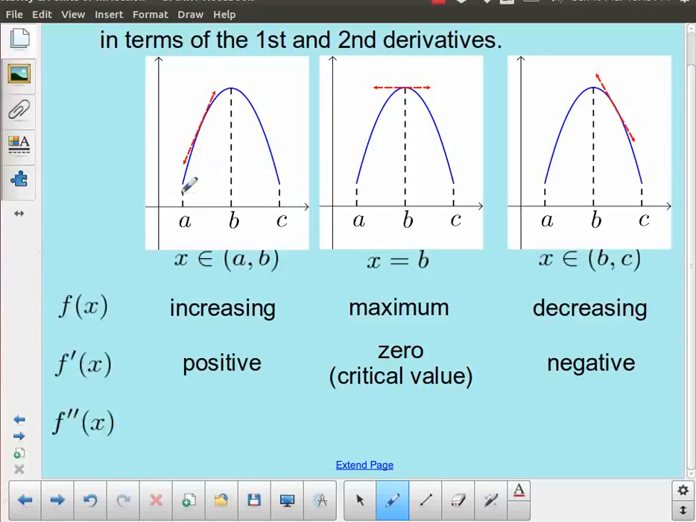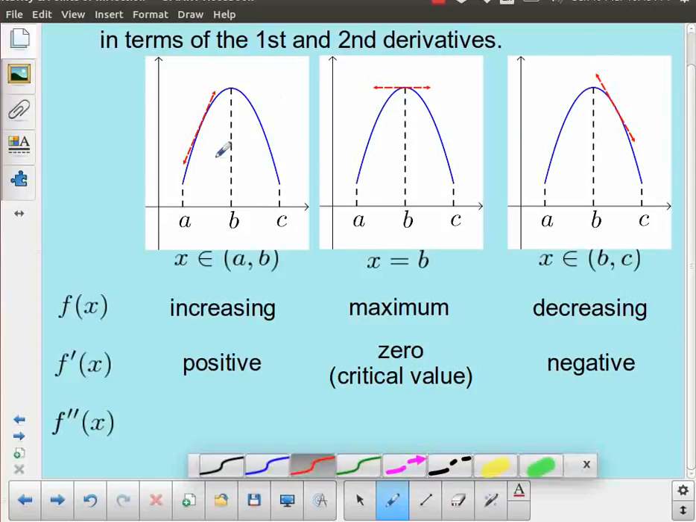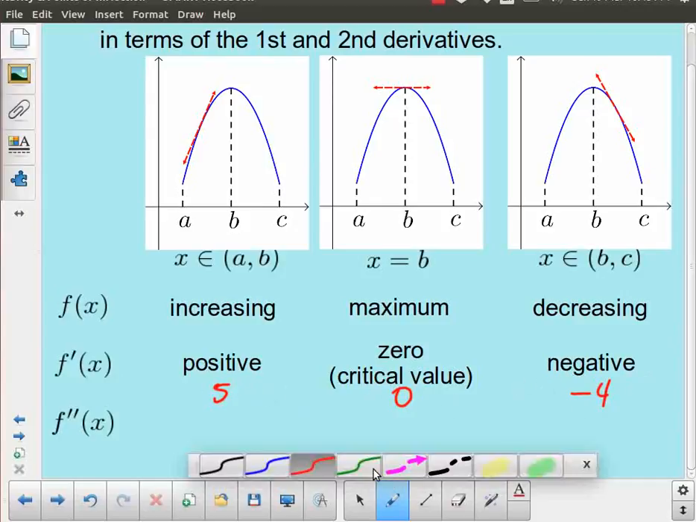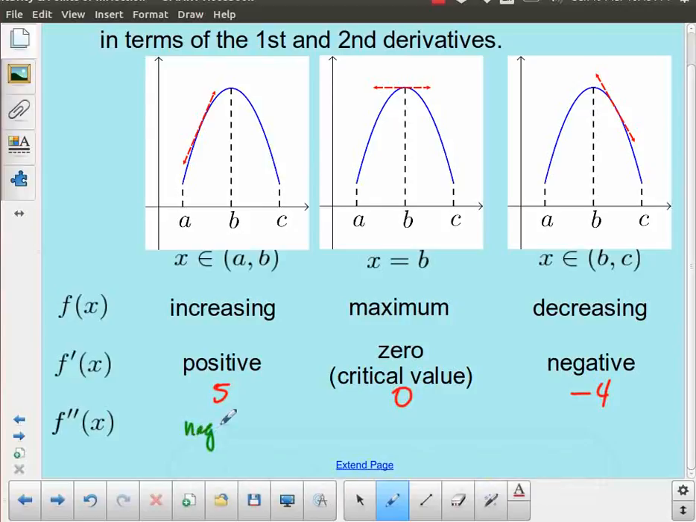So here I have the original function increasing, maximum, and then decreasing, which means I have a slope that starts off positive, goes to 0, and then becomes negative. So what would you say about a sequence of numbers, for example from the slope, that started off positive, went to 0, and then ended negative? We would say that these numbers are decreasing. The instantaneous rate of change of these numbers are decreasing, and so that would mean that in all three of these cases my second derivative is negative.